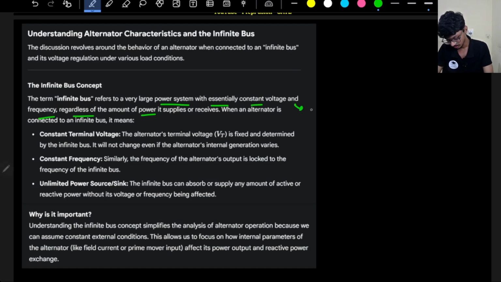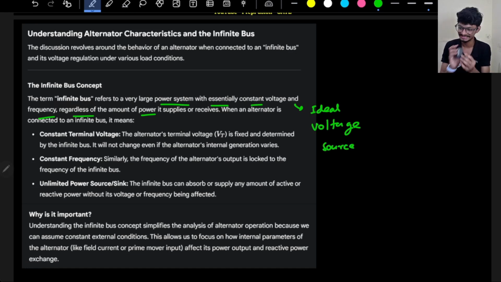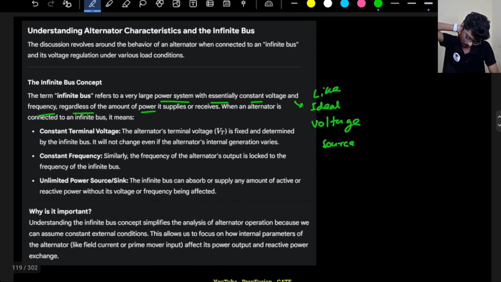Assume it like an ideal voltage source. But we call it an infinite bus because a voltage source is just a simple small thing, right? A bus is like a huge power station, and whatever supply you are receiving is coming from it. So it's a big thing, not a very small thing. That's why we cannot simply say it's an ideal voltage, but you can get the analogy that it will be similar to an ideal voltage source. I hope you have understood this point.